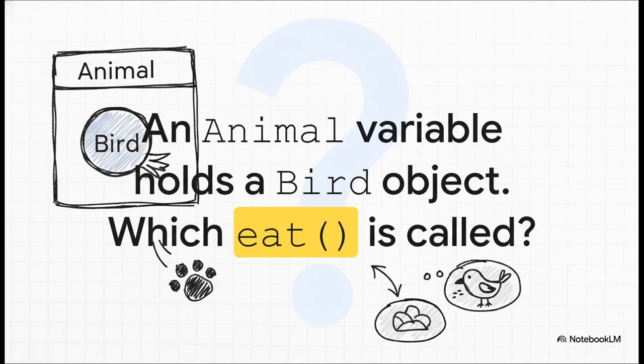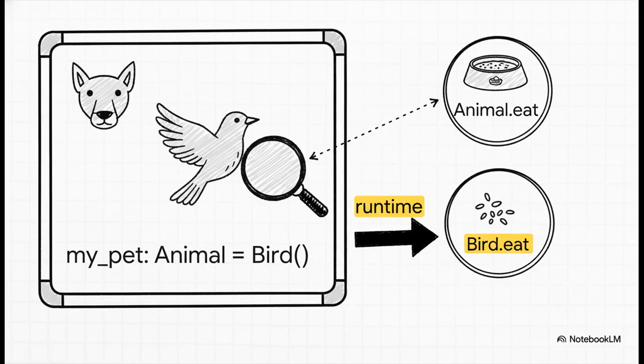Okay, now here's the fun part, the real test. Look at this line of code. We're creating a bird object, but we're storing it in a variable that we've told Python is an animal. So, when we call the eat method on our myPet variable, which version gets called? The generic one from animal or the specific one from bird?